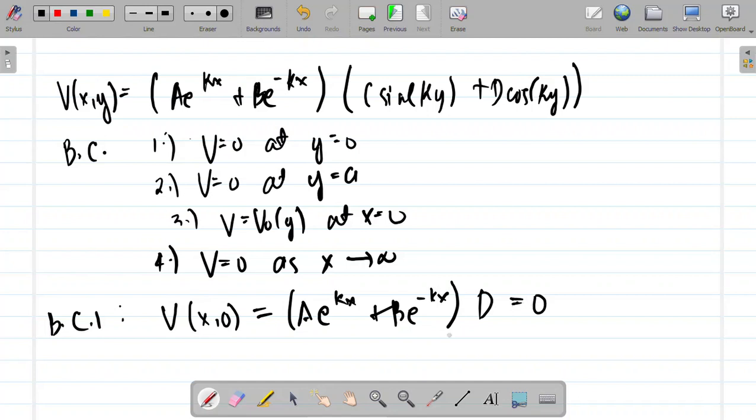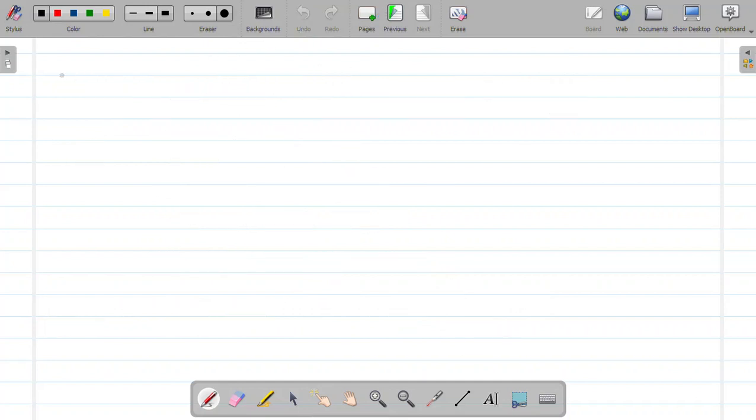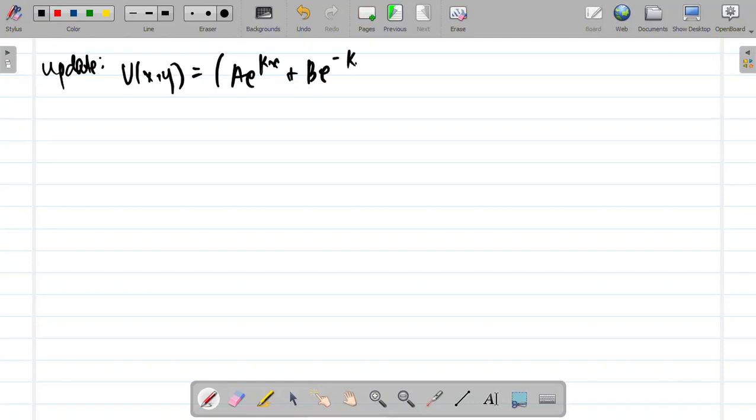So, we get either this is 0 or d is 0. Eh kung 0 to class, edi 0 na yung v of xy natin, di ba? So, hindi pwedeng 0 to. Therefore, d equals 0. So, class, update tayo. We have v of xy equals a e raised to kx plus b e raised to negative kx c sine ky.